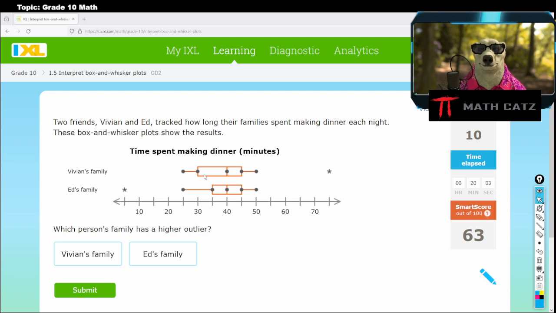Let's maybe do this one real quick. We have time. Why not? Two friends, Vivian and Ed, tracked how long their families spent making dinner each night. These box and whisker plots show the results, and we can compare them. So this is time spent making dinner over a time frame.